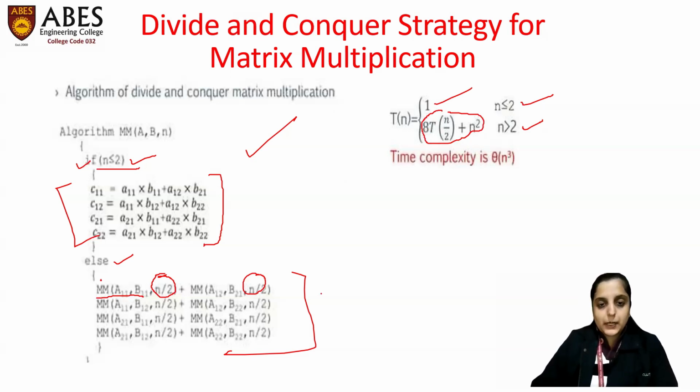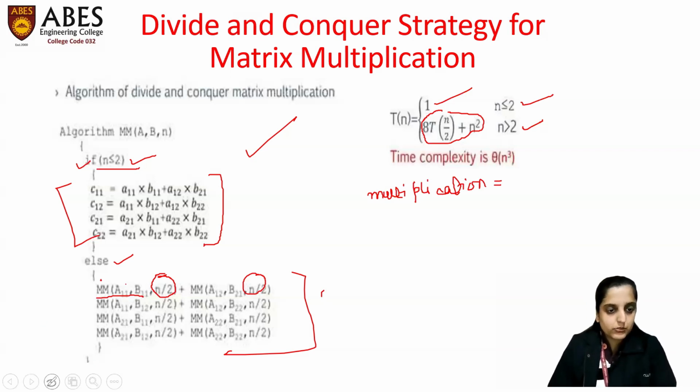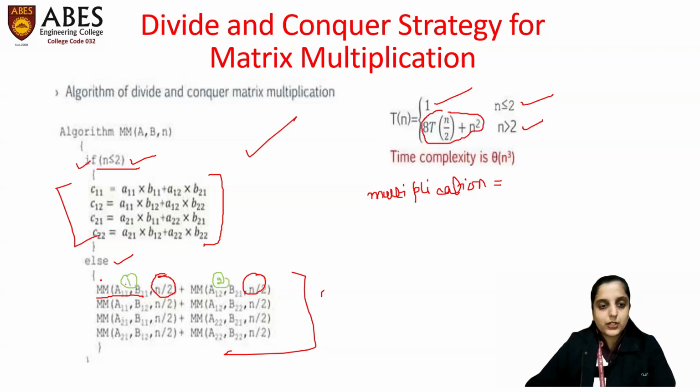See the else part, just check the else part only. Let me take a different pen so that it will be easy for you to understand this. First of all, we have to count how many multiplications we are doing. So this is the first multiplication, this is the second, 3, 4, 5, 6, 7, and this is 8.